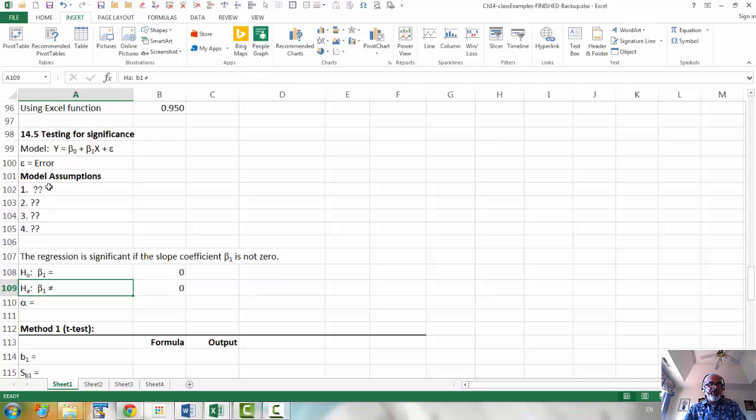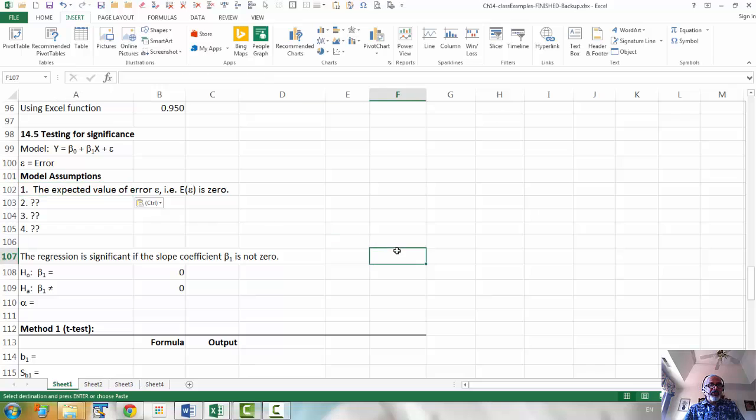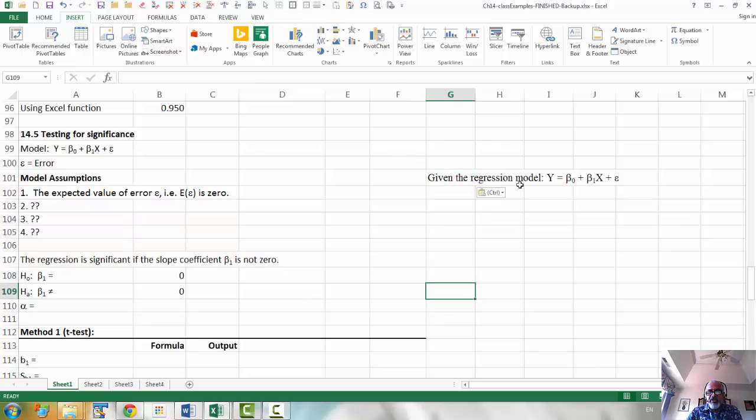Now we need 4 assumptions for us to be able to test this hypothesis, and one is the model assumption, and that is the expected value of the error is 0. So here is the model. Given the regression model that y is equal to beta sub 0 plus beta sub 1x plus error, the expected value of the error is 0. So that's our first assumption.